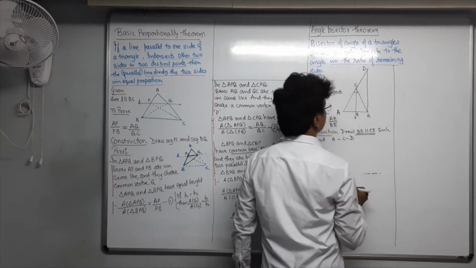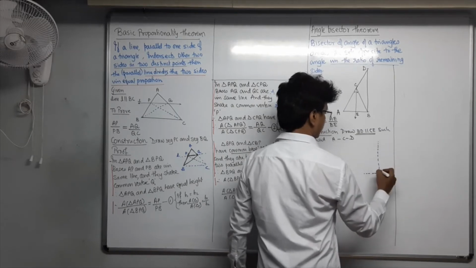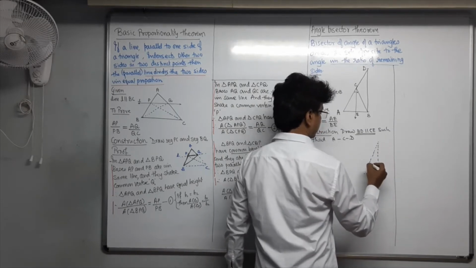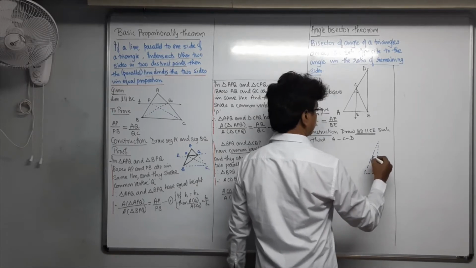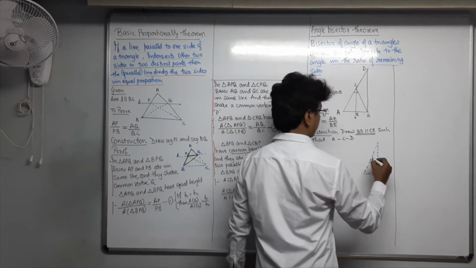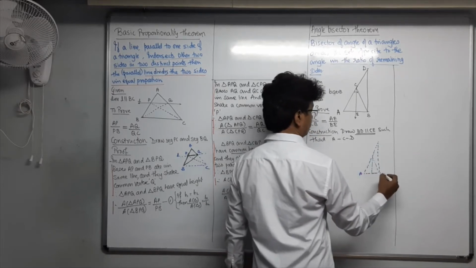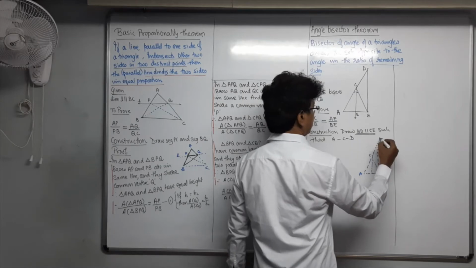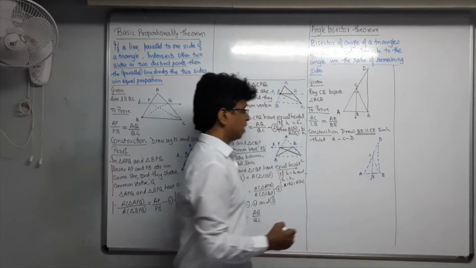This is your AB, approximately. This is somewhat like this, and then this is something like this, and this is something like this. Fine. This is your A, this is your B, this is your C, this is your D, and this is your E. Fine, my dear students.